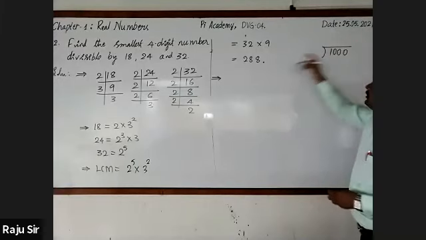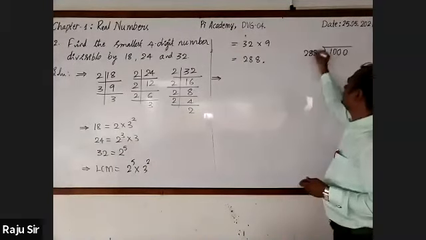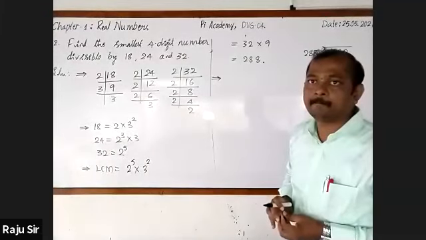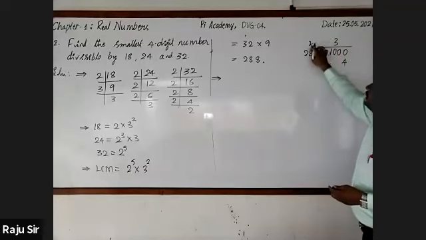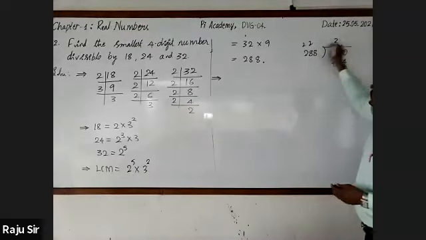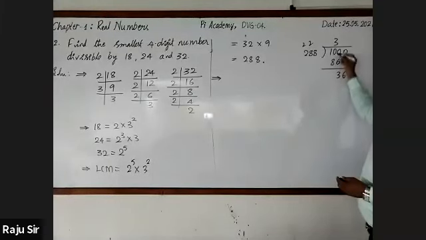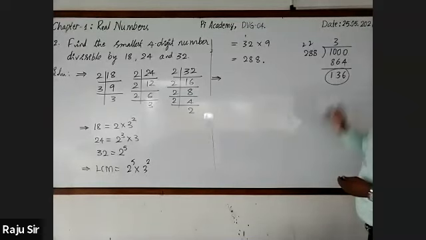Then let's go for dividing this by 288. 3 8s are 24, 2 is the carry. 3 8s are 24 plus 2 is 26, 2 is the carry. 3 2s are 6 plus 2 is 8. So 864. Subtract: 10 minus 4 is 6, 9 minus 6 is 3, 9 minus 8 is 1. 136. Will you go for subtracting 136 from 1000?